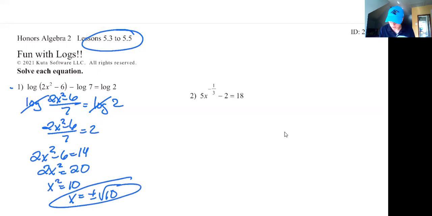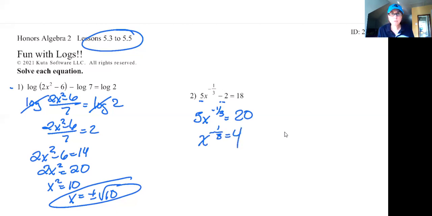Taking a look at number 2. I see I've got a 5 on the outside and I've got the minus 2 here. Let's bring that minus 2 on over. So I've got 5x. Notice only the x is raised to the negative 1/3, okay? Is equal to, if I bring that 2 over, 20. Divide by 5. So x to the negative 1/3 is equal to 4.